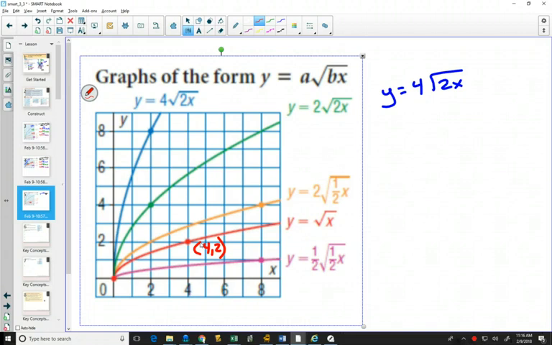And if we're wondering what's going to happen to our point 4 comma 2, well, right above this arrow, we're going to describe what we're going to do. When I see that 4, does that affect the x or the y? That affects the y. Are we going to multiply by 4 or 1/4? Everything outside of the function is exactly how you see it.